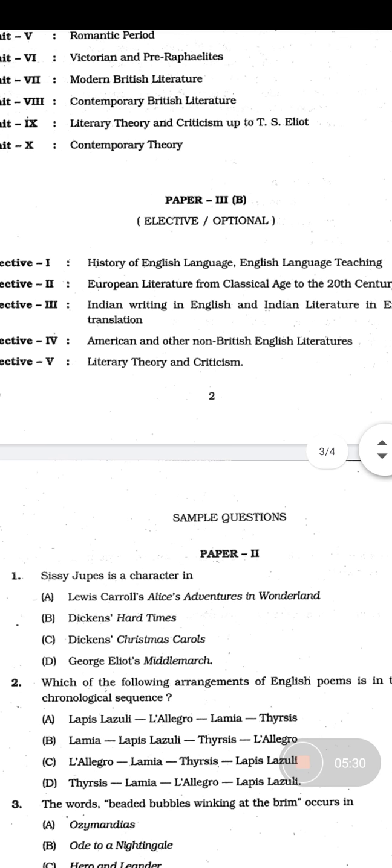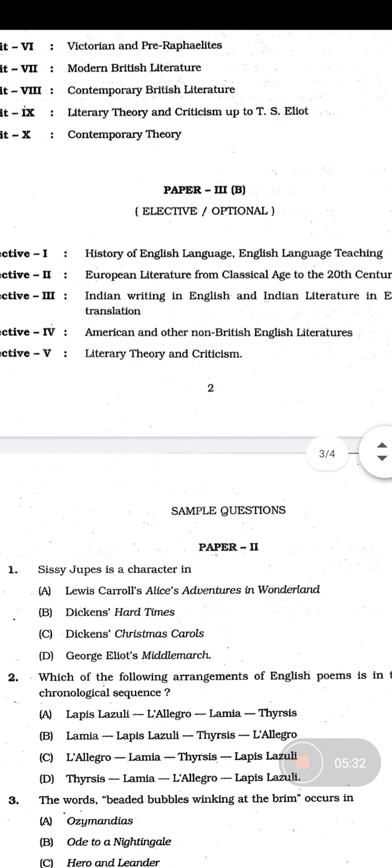For the Paper 2 sample question: Sisyphus is a character in what? If you know the answer, you can comment, and I am also going to tell you. It is a character in Dickens' Hard Times. Option B will be correct.